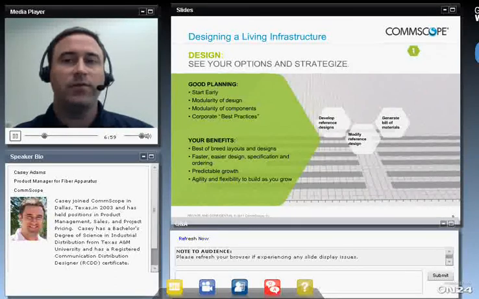Based off of what I have previously said, early can be a matter of days or weeks, but consideration should be given to the modularity of the design and the modularity of the components, as well as the tenets of the best practices, both from the industry perspective and the corporate perspective.